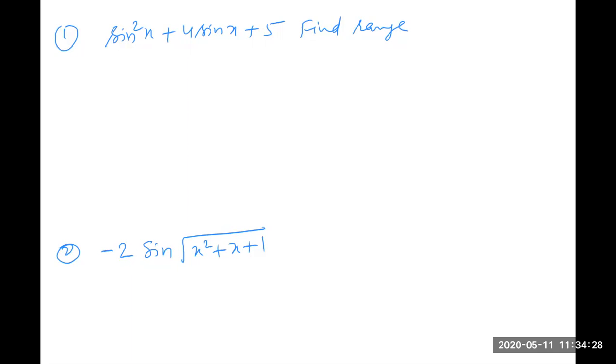Solve these two problems. We have already done so many problems. I hope you can solve them. So the second one should be minus 2 to 2, right? Yes, correct.